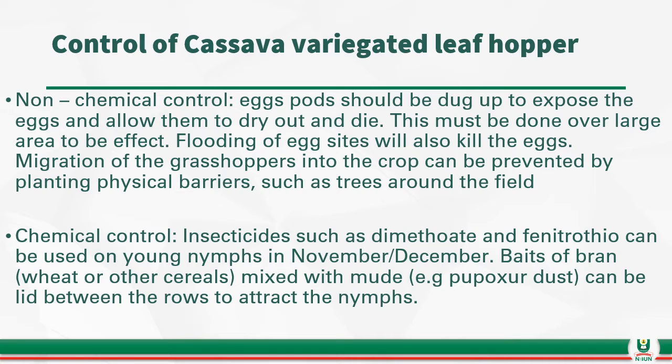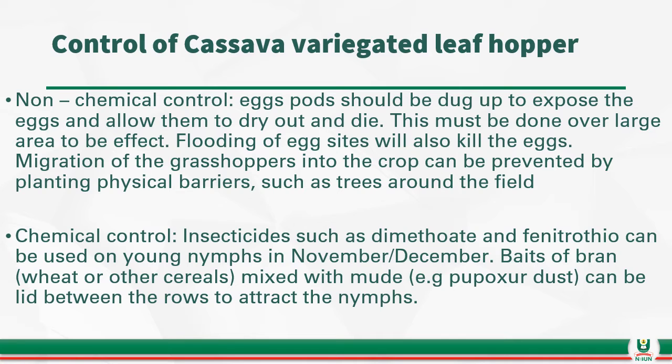How is this cassava variegated leafhopper controlled? There are two ways. If you want to use the non-chemical control, what you do is that, because these grasshoppers normally lay their eggs, they dig up the soil, and then they lay their eggs there. So what you do is to dig up the eggs and allow them to dry out and die. When the eggs are exposed to the surface of the soil, then the sun hits the shells of the eggs, and they will just dry out and die.